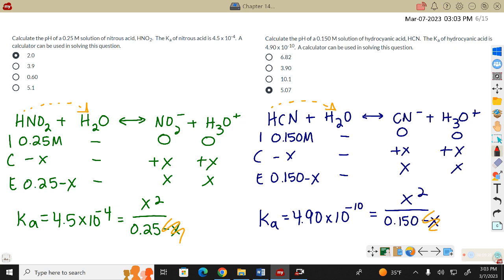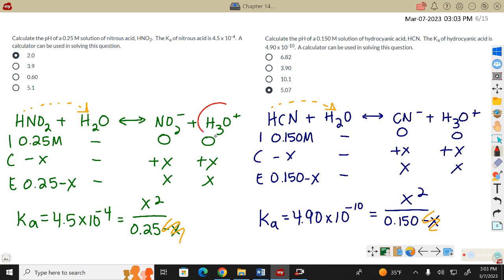To solve for X, I can go products over reactants. And here's again where you can just ignore that minus X. It cleans up your math a little bit, makes it a little bit quicker. And with a reasonable amount of sig figs, it's not going to make much of a difference anyways. Once I can solve for X, then I've got the hydrogen concentration of all these particles at equilibrium.